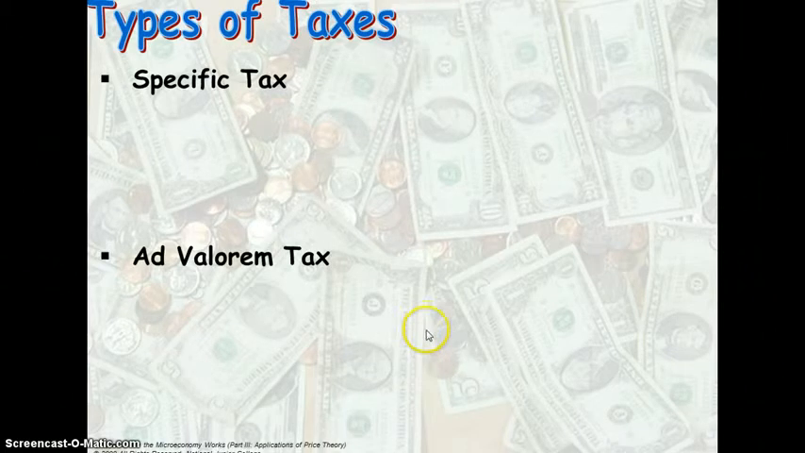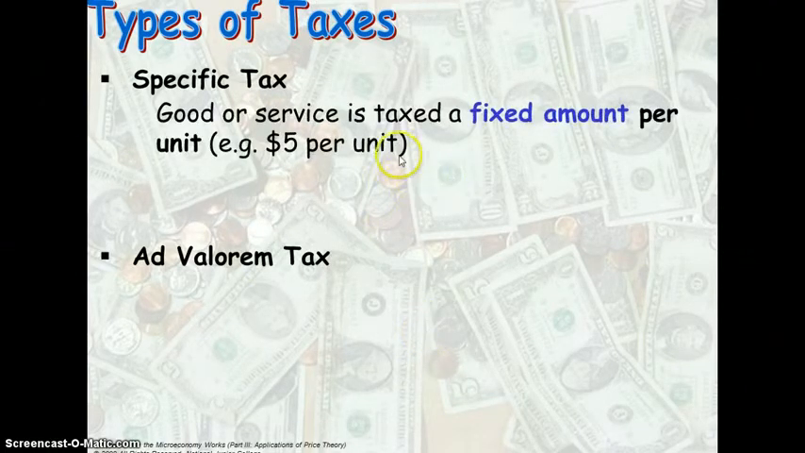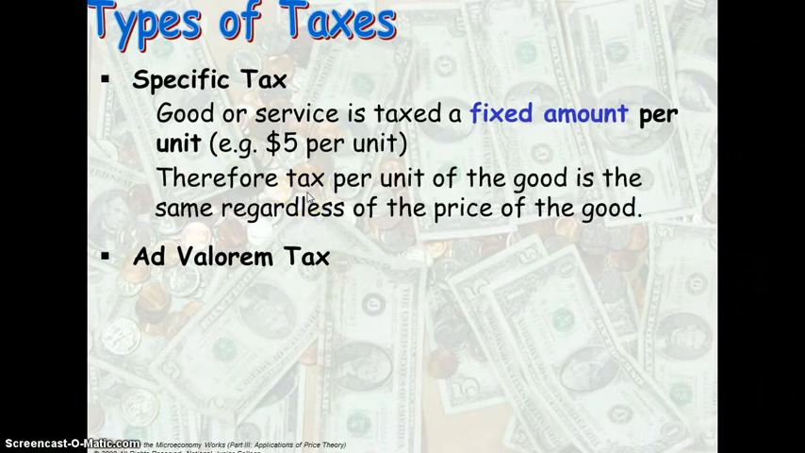Okay, tax can be imposed as a specific tax or ad valorem tax. Goods and services are taxed in a fixed amount per unit. This is referring to the specific tax. It could be $5 per unit. So therefore, the tax per unit of the good is the same regardless of the price of the products. Later I'll show how this can be reflected on the diagram.